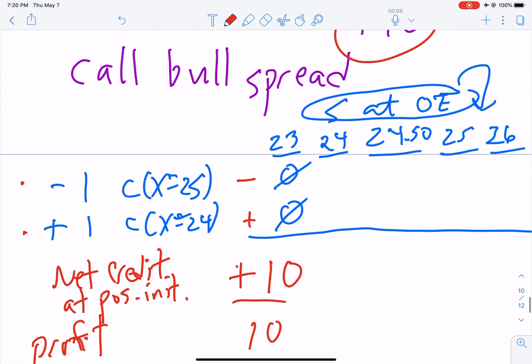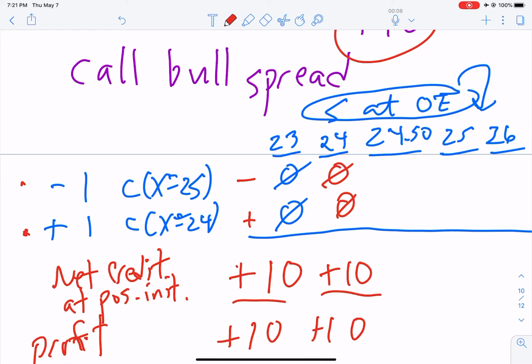What if the stock price is 24? Well, once again, both these options expire worthless. The 24 strike option is at the money, and at the money options at expiration are worthless, and so this option expires worthless. The 25 strike is out of the money. It also expires worthless. So we have 0 here, 0 here. And again, we have a plus 10. And so our profit is $10.